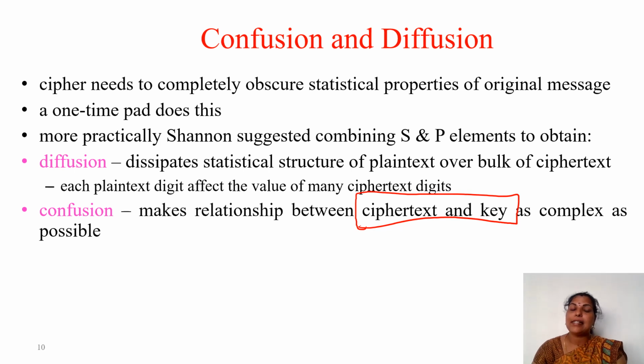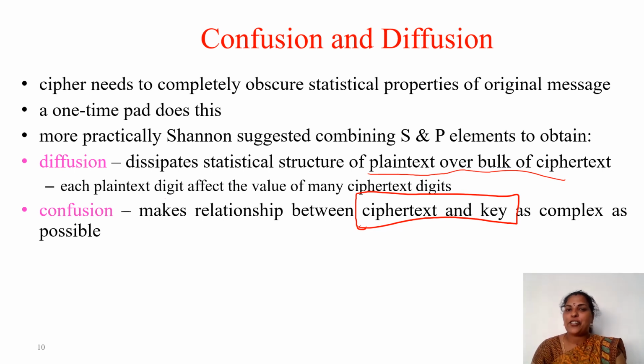And another term is diffusion. Diffusion means it dissipates the statistical structure of plaintext over the bulk of the ciphertext. That means each plaintext digit affects the value of many ciphertext digits. Suppose you change one bit in the plaintext, that change will affect many ciphertext digits. If that is the case, then this crypto system is not easily vulnerable to attack.